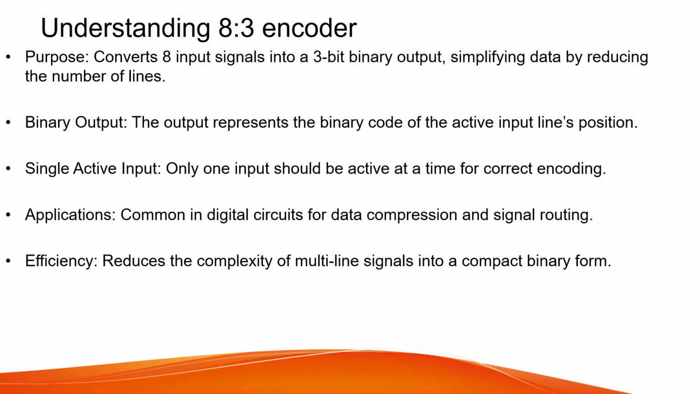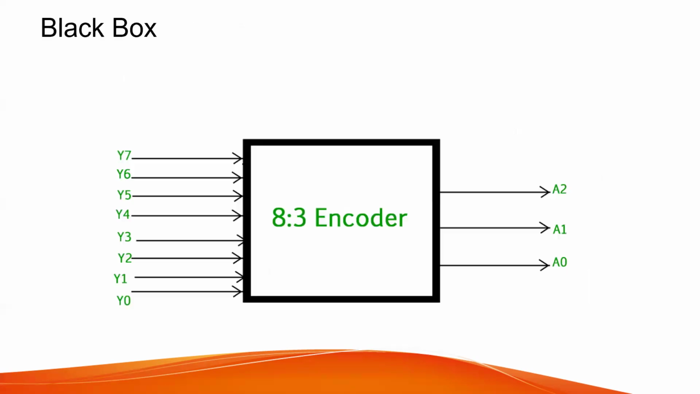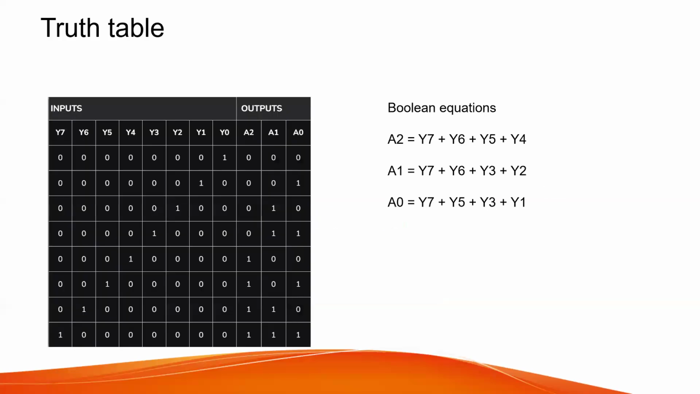The application is common in digital circuits for data compression and signal routing. The efficiency of the encoder is to reduce the complexity of multiple line signals into a compact binary form. This is the representation of the 8 to 3 encoder, which has the 8 input signals on the left hand side, while the 3 output signals are on the right hand side.